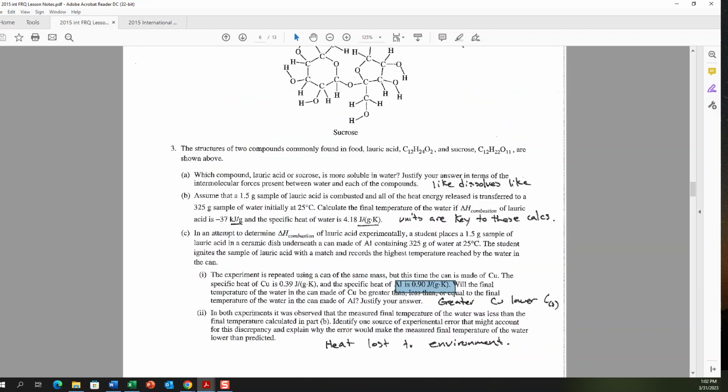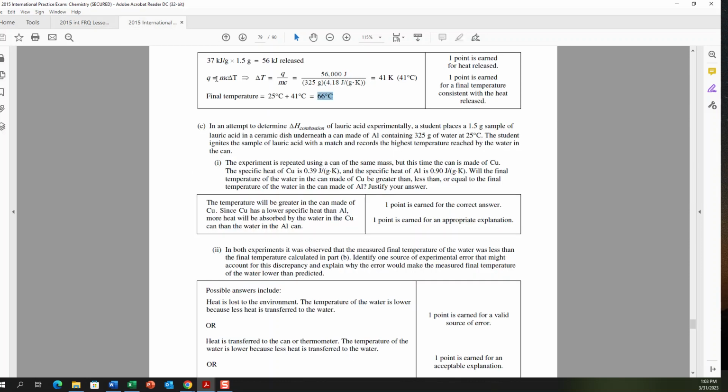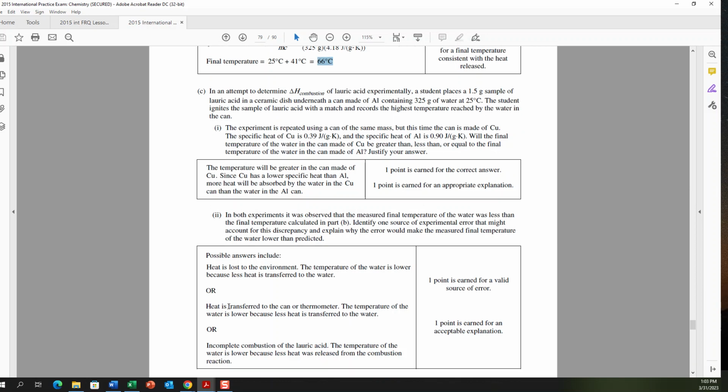And yeah, the temperature will be greater in the can made of copper since copper has a lower specific heat capacity. All right. In both experiments, it is observed that the measured final temperature of the water was less than the final temperature calculated in part B. Identify one source. So remember, we never take into account energy loss to the environment. So that's what I would say. Possible answers include heat loss to the environment. There you go. Heat is transferred to the thermometer. The thermometer is kind of part of the environment because it's not a part of the reaction. So that's kind of the same thing.